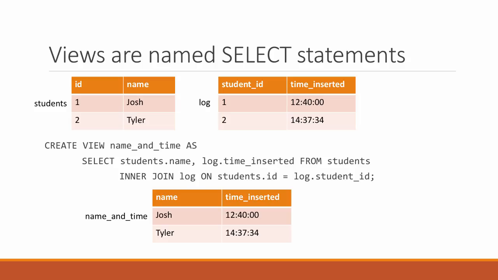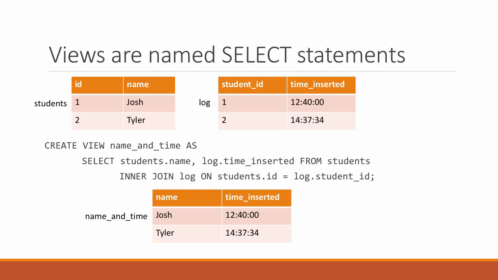Well, you would say select students.name, log.time_inserted from students inner join log on students.id = log.student_id. And what this would give you back is this table that has two columns, name and time inserted, with data from both of those other tables. And that's a great select query, but what happens if you need to run the select query a lot? It's a pain typing in that huge select query all the time.